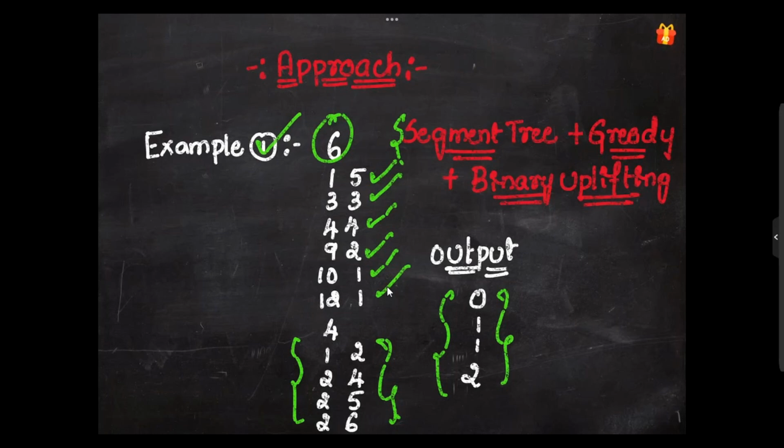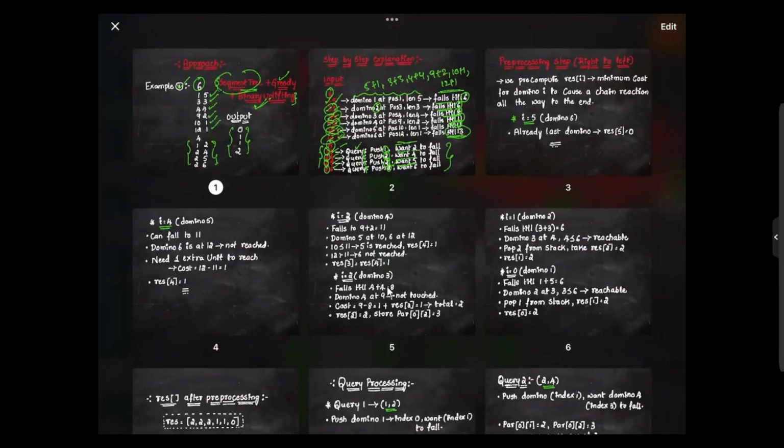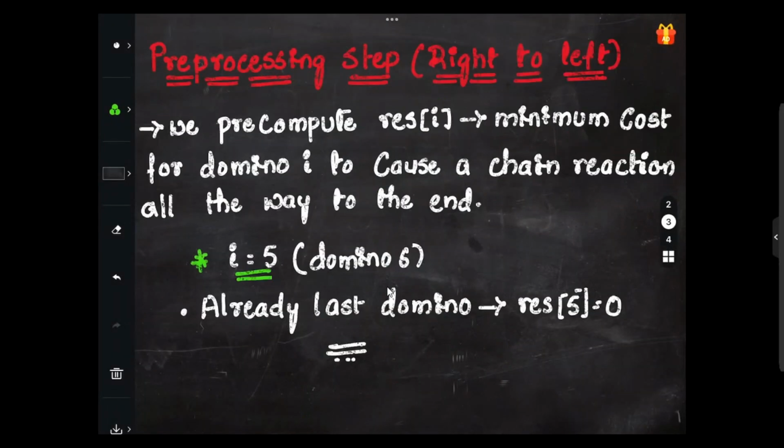Here we'll be making use of the segment tree along with the greedy approach and binary lifting. Mainly, we'll be going with the segment tree for this particular problem. So let me move on with the main step. Let's start. The first step here is the pre-processing step.